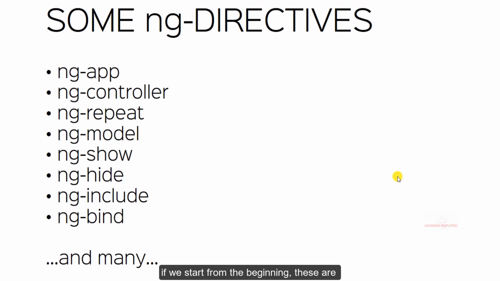If we start from the beginning, these are the ng directives being used here. Among them, we had already made use of ng-app. We know the functionality of ng-controller. Next, we made use of the ng-repeat directive while creating some list items in our project. Next, we made use of ng-model too.